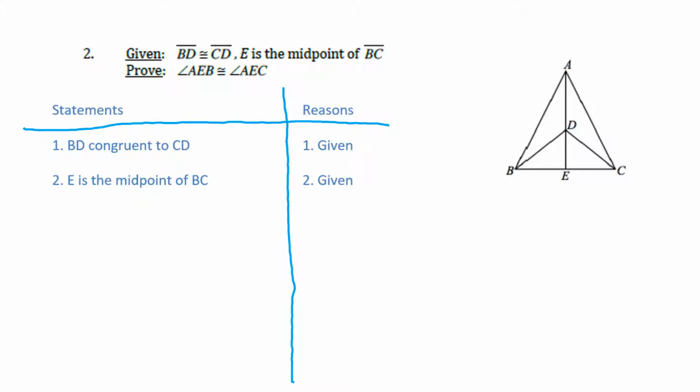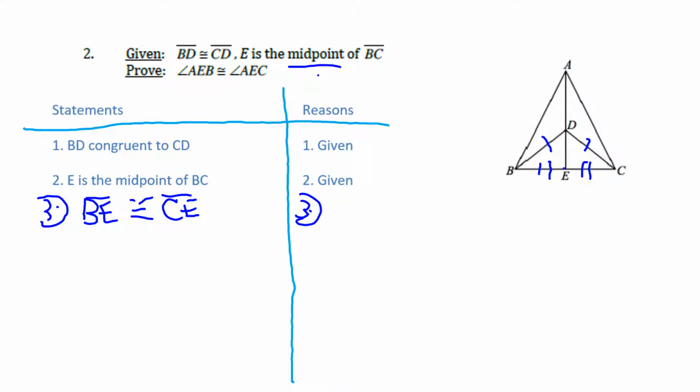Segment BD is congruent to segment CD. And so I should be able to mark those off on my diagram. Segment BD is congruent to segment CD. And my next given is that E is the midpoint of BC right here. And so I'm going to draw a conclusion based on that definition, midpoint. And so my statement number 3 should be that BE is congruent to EC or CE. So segment BE is congruent to segment CE. And my reason is definition of midpoint.